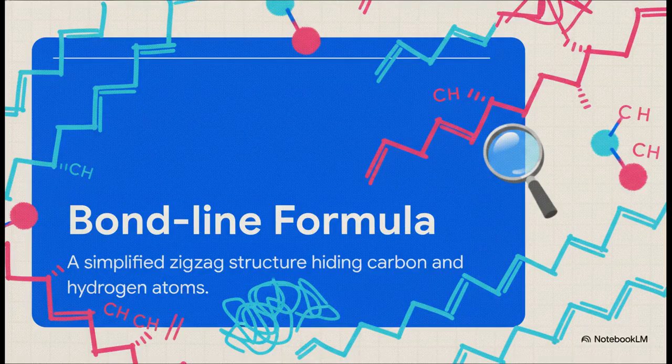But while those 3D models are fantastic for visualizing, chemists need a really fast shorthand to write structures out on the fly. Enter the bond line formula. If you're a beginner, these might just look like random scribbles or zigzags, but they are actually highly simplified, precise structural representations. In these formulas, we hide the carbon and hydrogen atoms entirely, and we draw the carbon-carbon bonds as a continuous zigzag line.